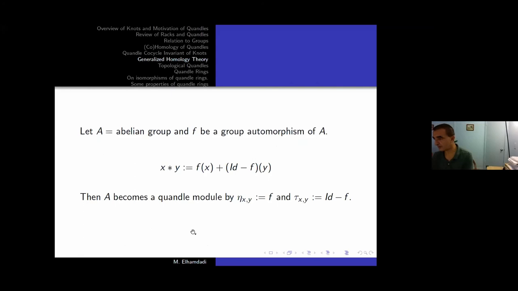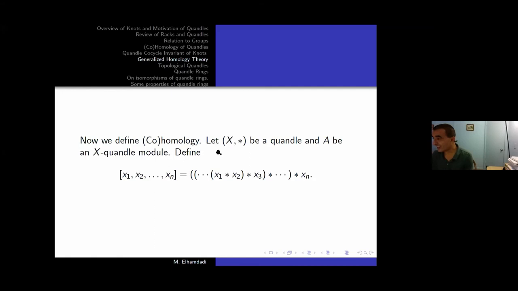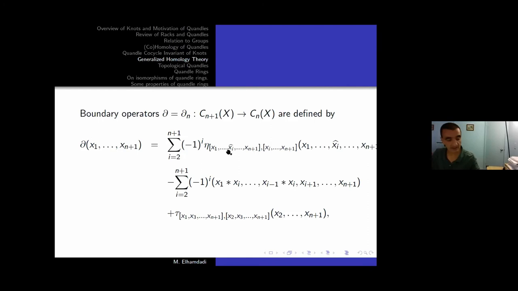In order to define the cohomology or the homology theory, there are a few technicalities. I have to define this element, basically x1, ..., xn. It's just you do the operation and you put parentheses this way. Then now I can state the boundary map. It's somehow similar to the previous one, except it gets a certain term here. Then the simplest example, if eta is identity, this will disappear, and tau is 0, you get exactly the one we had before.